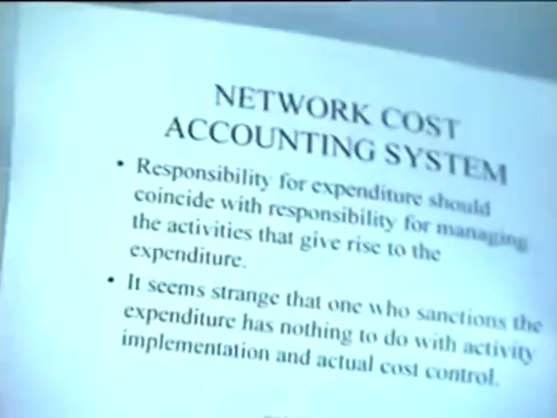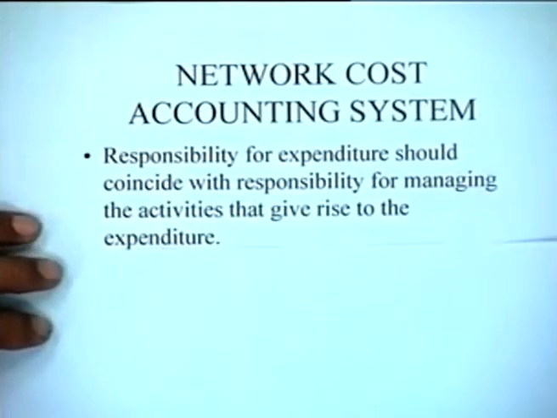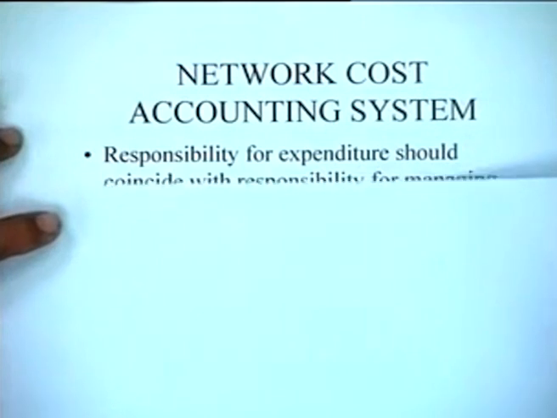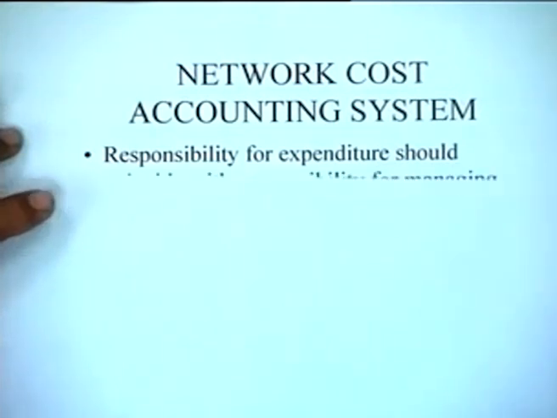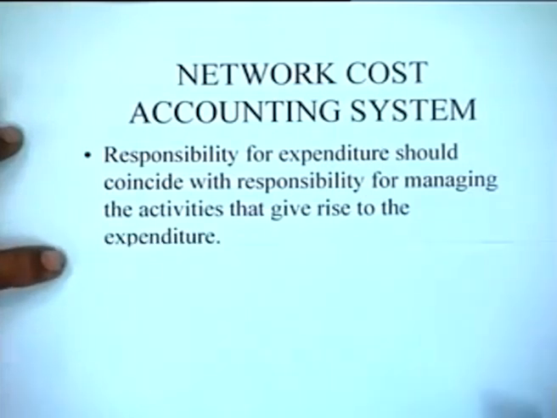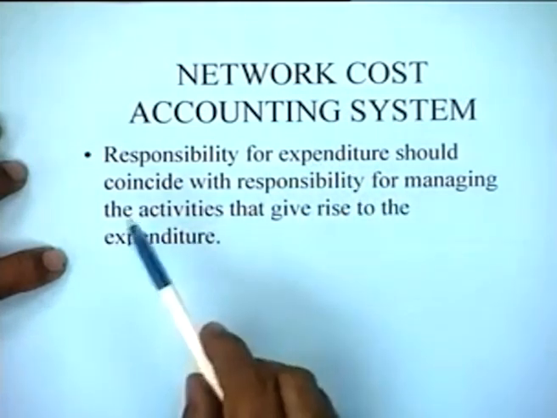Now another very logical thing that is done in the network cost accounting system is that the responsibility for expenditure should coincide with the responsibility for managing the activities that give rise to the expenditure. This is a very simple principle. If I am responsible for doing something and I have the budget for that thing, then both the responsibility for the expenditure and the responsibility for doing that job should lie with me.